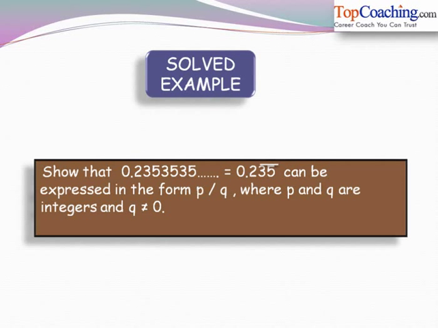0.235353535 and so on, where 35 is the block that is repeating, and we have to show that this number can be expressed as a rational number in the form of p by q, where p and q are integers and q is not equal to 0. We have seen that a non-terminating but recurring decimal is a rational number, and also that a rational number is expressed in the form of p by q. So we must be able to put this number in the rational form. But how to do that? Let's try to see the procedure for that.